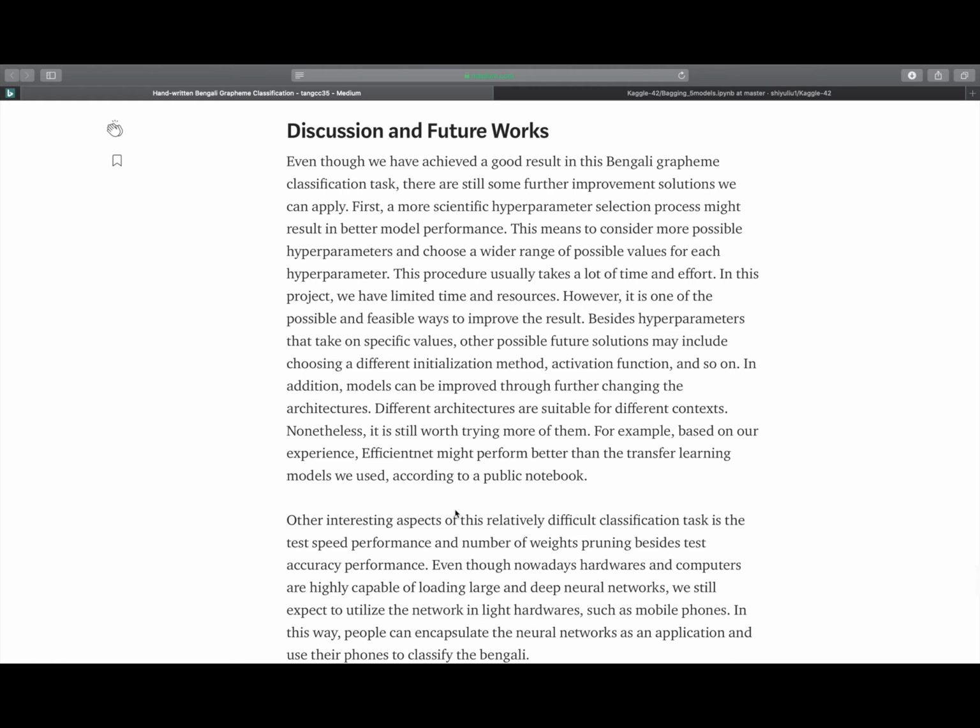Discussion on future work. We achieved good results for this Bengali grapheme classification task, and we believe there is still potential to improve our model. First, we can have a more scientific parameter tuning process. This requires more time, but hopefully we can obtain a better model by selecting a wider range of hyperparameters. Second, we can further improve the architecture by applying more transfer learning methods such as EfficientNet.